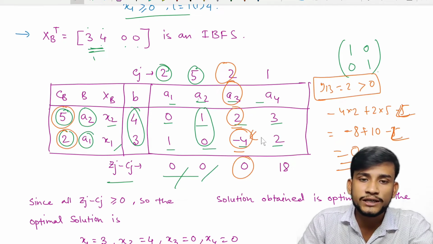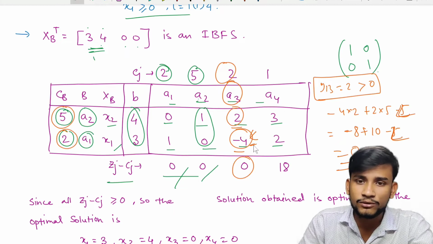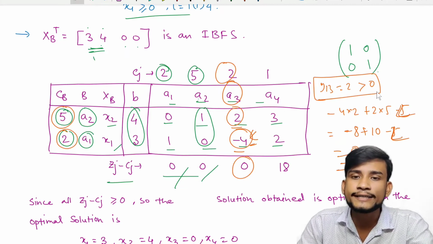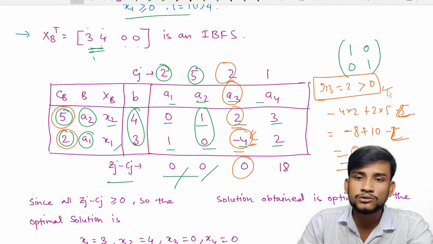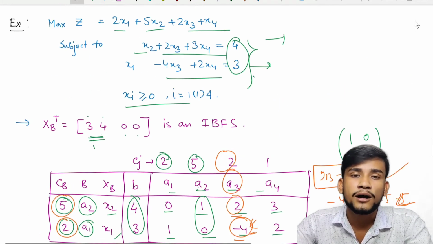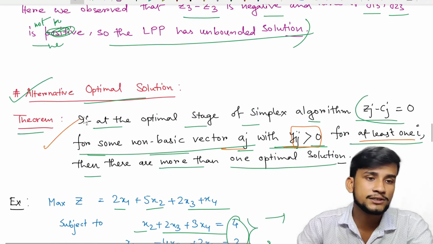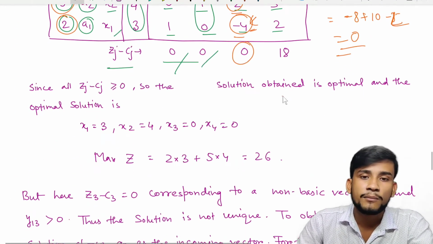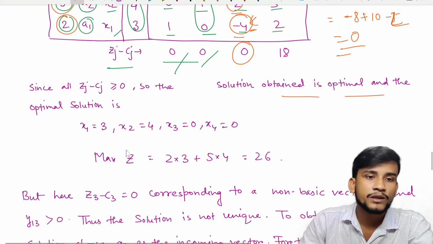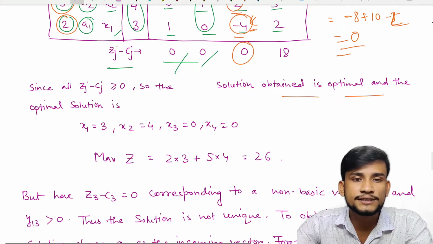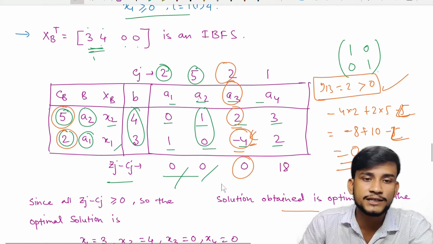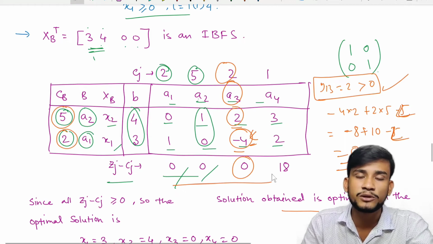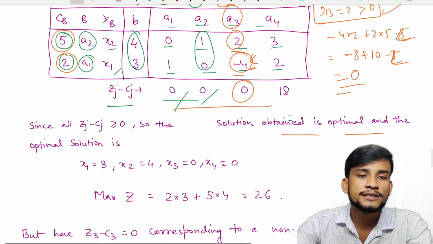We don't need to check these two, since this is negative also, but we need at least one yi3. So for y13 equal to 2, which is greater than 0, this theorem holds. From this theorem we can say that the LPP has multiple optimal solutions. And since the zj minus cj term is greater than or equal to 0, the optimality condition is satisfied, therefore this is an optimal solution.